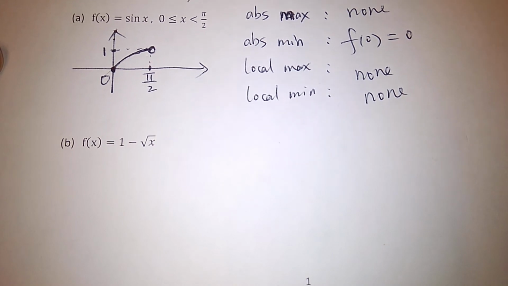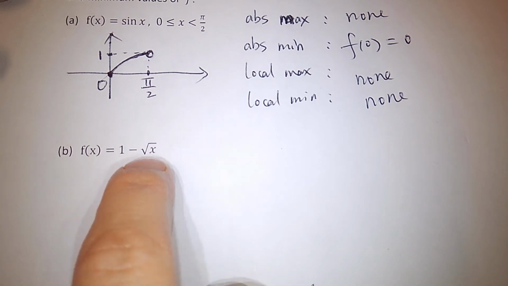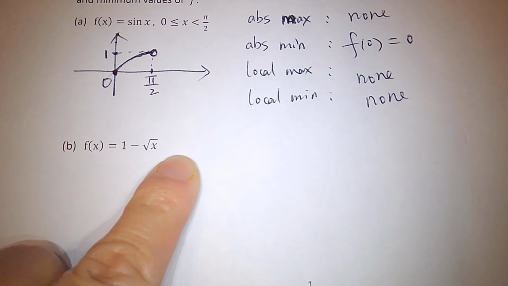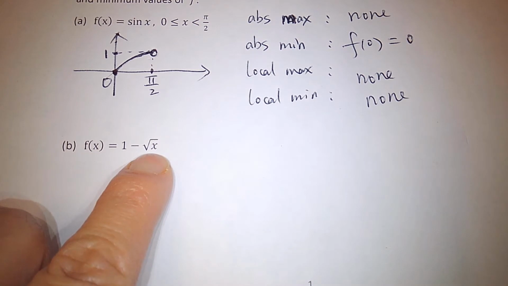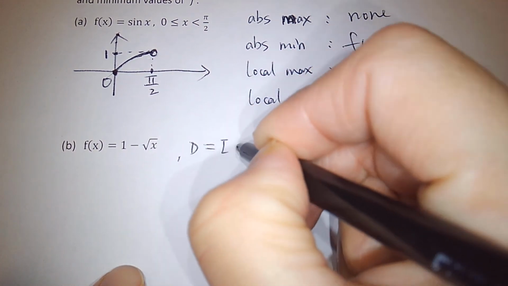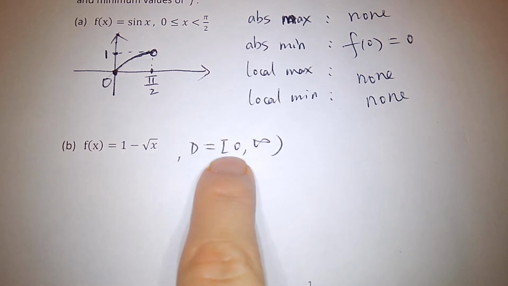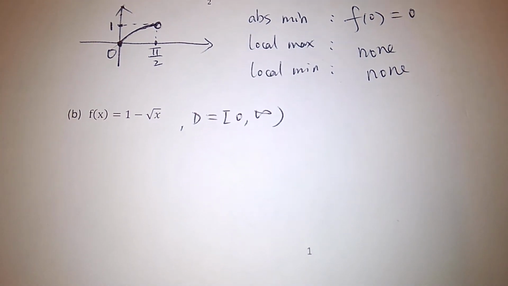Question B. Graph y equals 1 minus square root of x. Think about it. What is the domain for this entire function? What is the domain? We have a square root, so this x value must be what? Zero to infinity, right? Because there are no negative values for x. And how to sketch the graph?